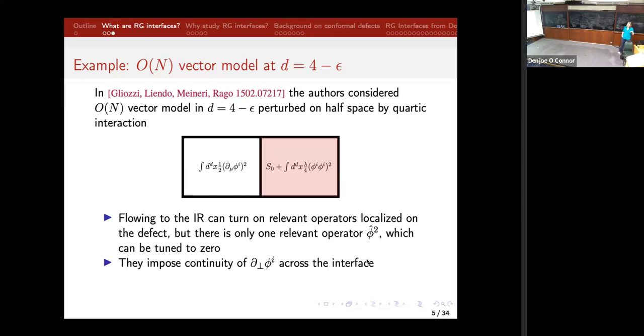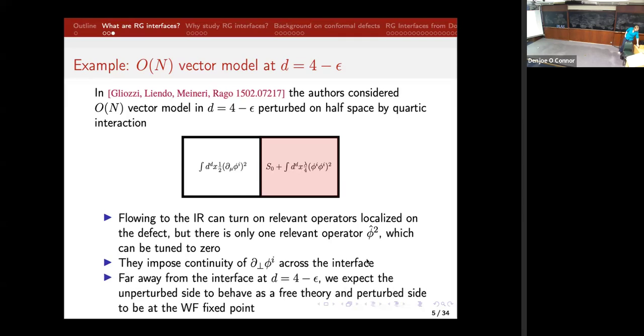They also impose continuity of the derivative with respect to the phi^I fields across the interface. So far away from the interface, at d equals 4 minus epsilon, you expect the unperturbed side to behave like a free theory, and the perturbed side to behave like the Wilson-Fisher fixed point.